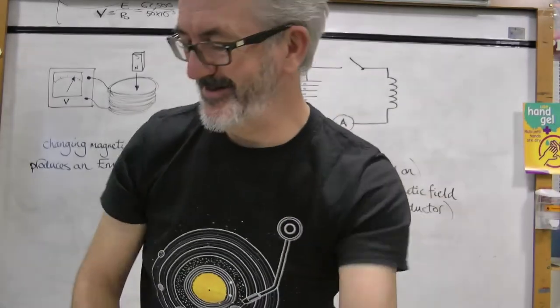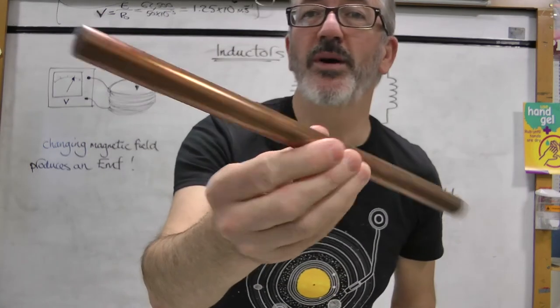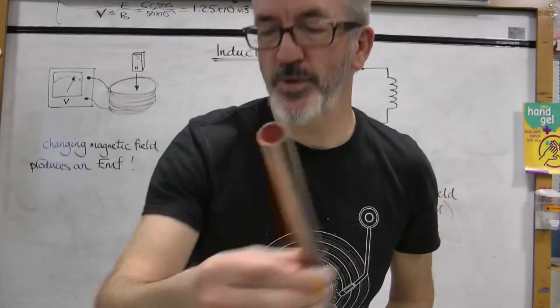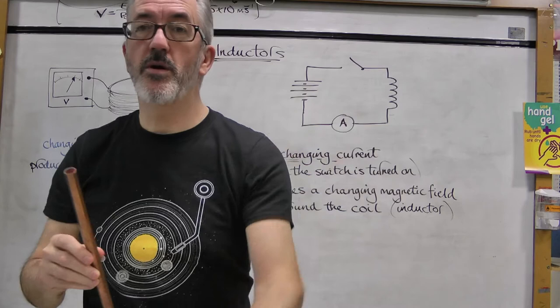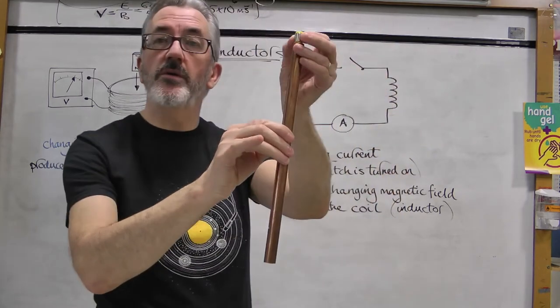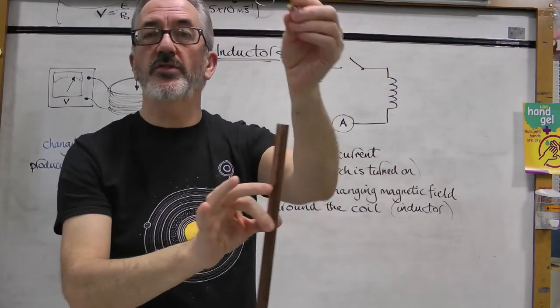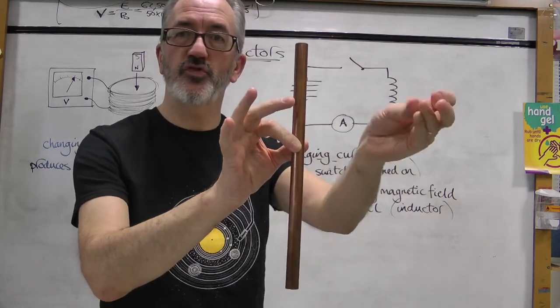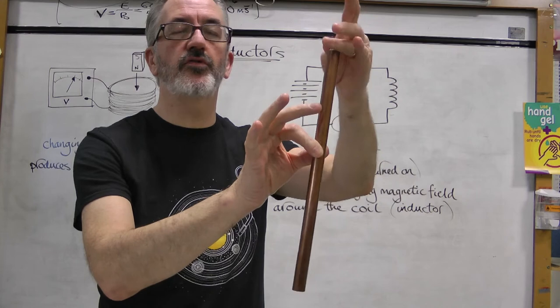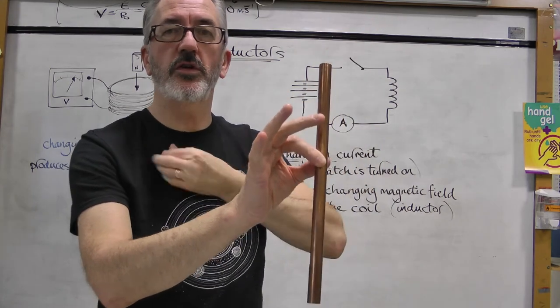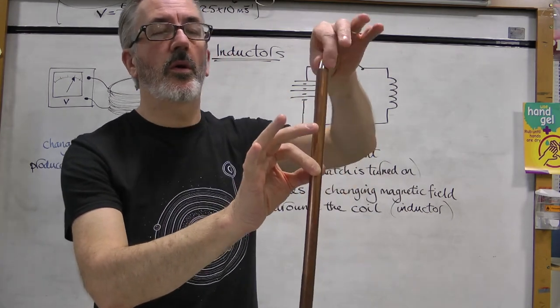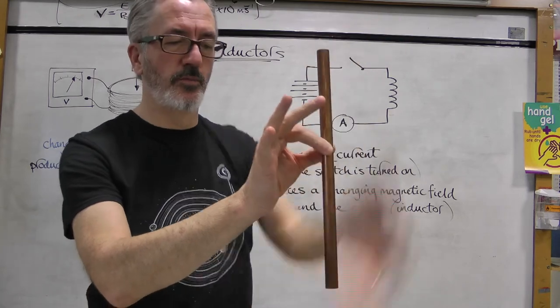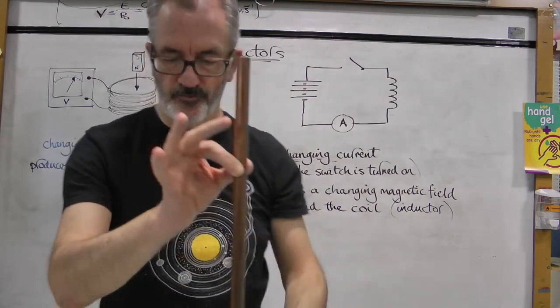Not a wee magnet. Copper tube. Empty copper tube. I'm going to drop that one down. Watching. This is the one that's not a magnet. Hop. Straight through. Again. Just drop it through. So you can see me. Here it goes. Hop. Straight through.